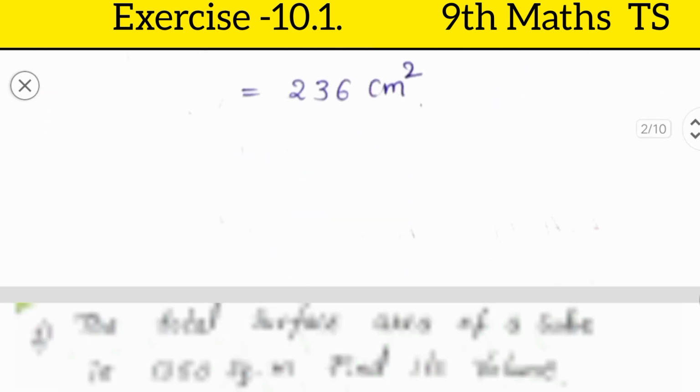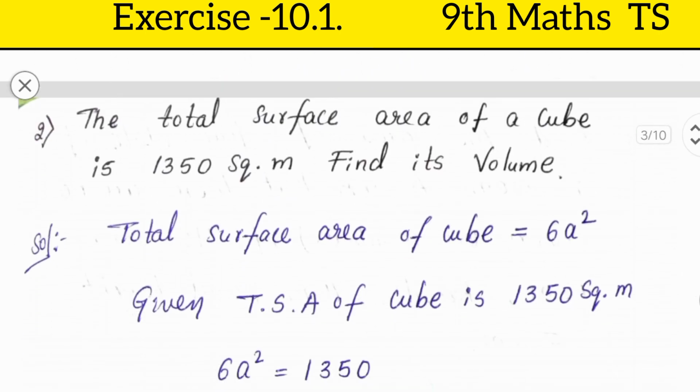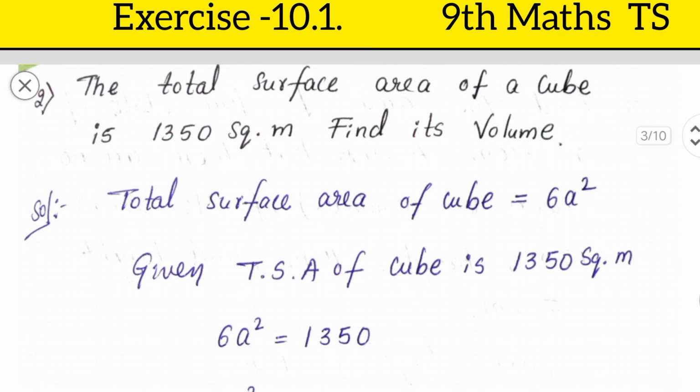Moving to the next problem, the second problem in exercise 10.1. The total surface area of the cube is 1350 square meters. Find its volume. The total surface area of the cube is already given, that is 1350 square meters. Now we need to find the volume. Before we find the volume of a cube, we need to know the edge of the cube. So to get the edge of the cube, we need to solve that.